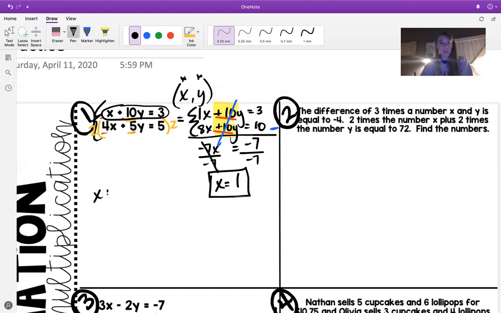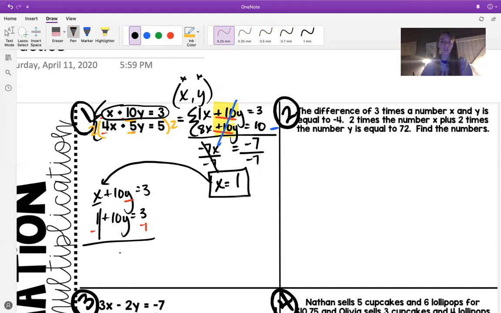Okay, so I have x plus 10y equals 3. I'm trying to solve for y. But I can't solve for y if I don't know x, but I do know x, it equals 1. Okay, so I'm going to substitute that in. So I have 1 plus 10y equals 3, and I'm just going to solve this equation now. So minus 1, those cancel. I have 10y equals 3 minus 1, which is 2, divided by 10, divided by 10.